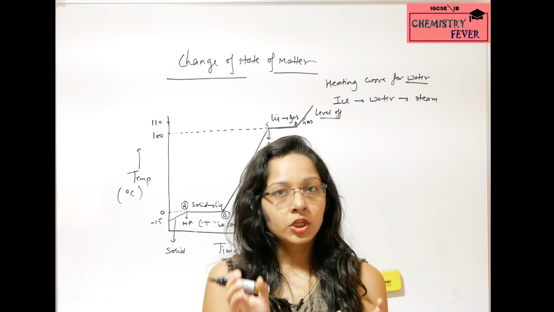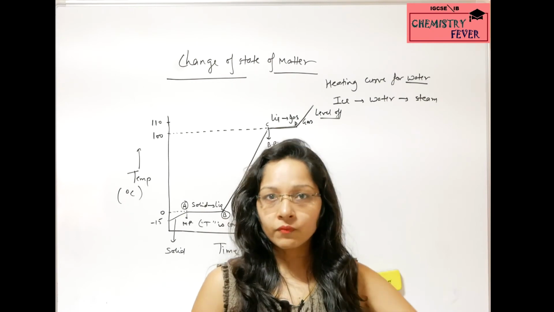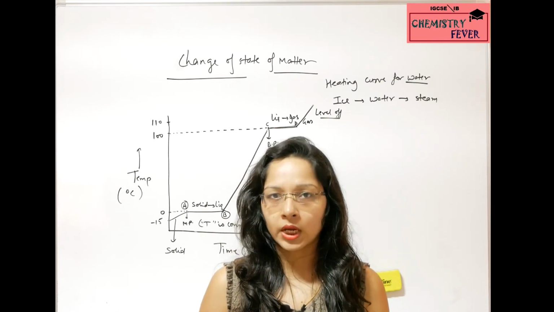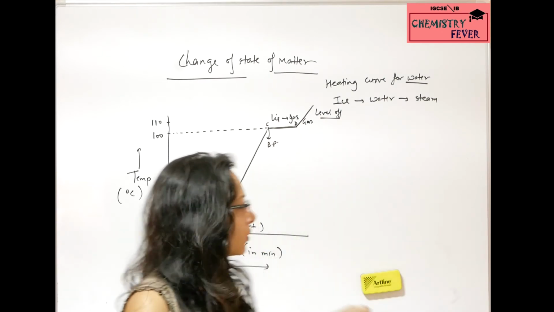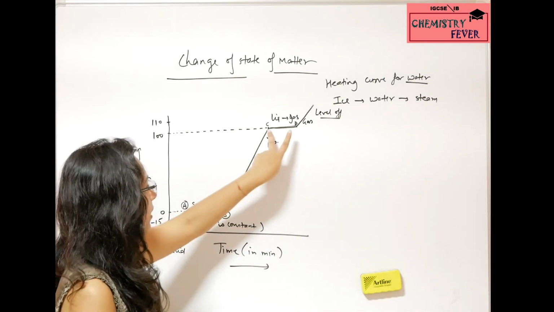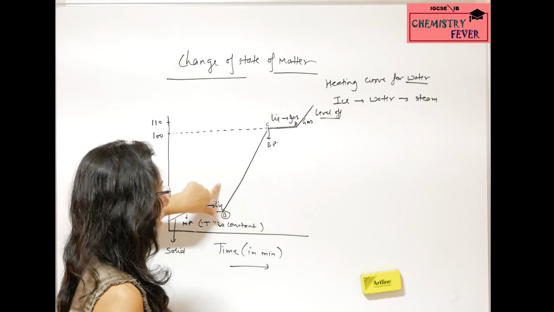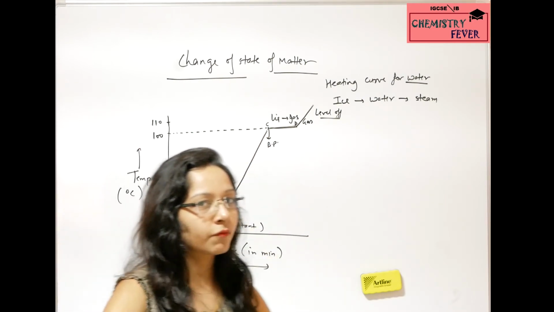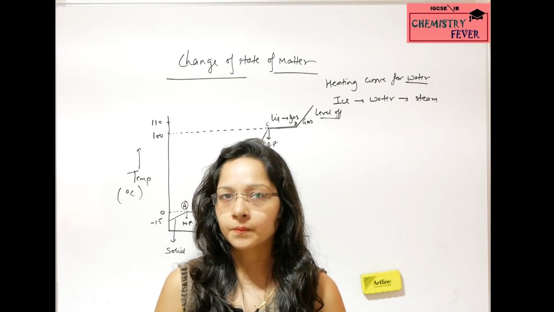So if the state is being changed, temperature is constant. Once one state is fully converted into the other state, it means now the temperature will increase, right? That's why in these zones the temperature is constant but the state is being converted. If the state is the same, then temperature is rising, following the melting or boiling point of the solid or liquid.